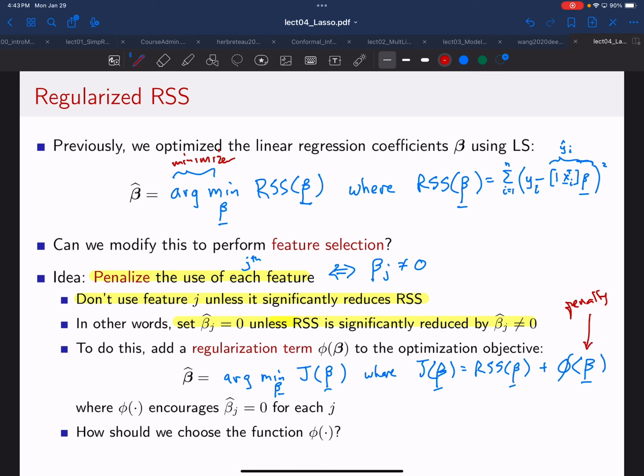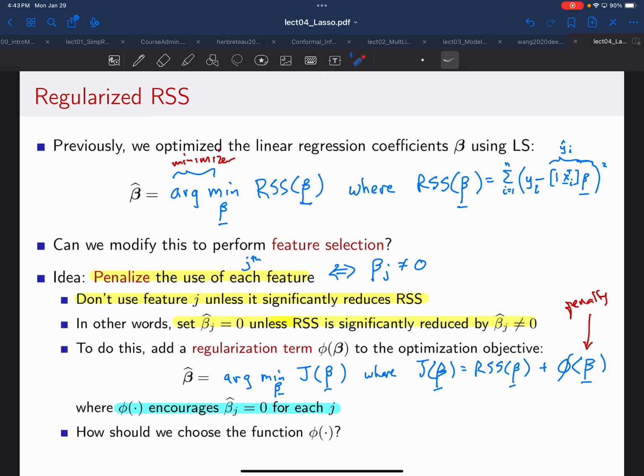And this term encourages the beta hats to be 0, by saying there's going to be a penalty if you use a non-zero beta. It's going to cost you something. You will really need to make the RSS much smaller to offset the costs I'm going to charge you for using that non-zero beta. And so that's sort of the idea. Is this kind of making sense? All right, any questions on anything so far?